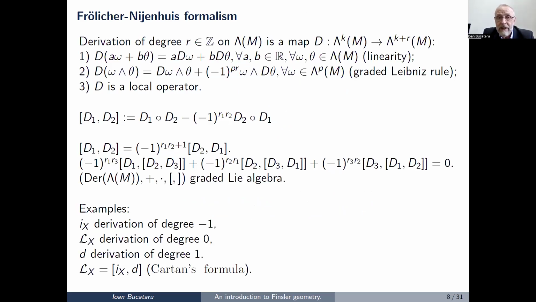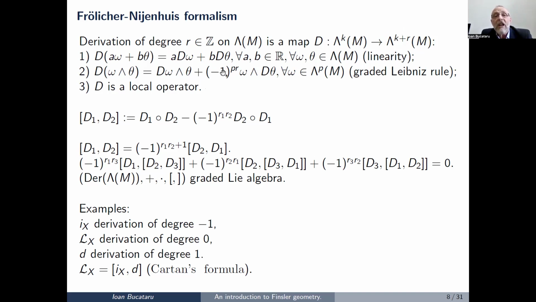So let's move further and explain what a derivation of arbitrary degree is. So this is the set of integers. A derivation of degree R is a map that takes k-forms into (k plus R)-forms. So it increases the degree of the form by R if R is positive, or decreases it if R is negative. It is linear, so derivations are linear maps.